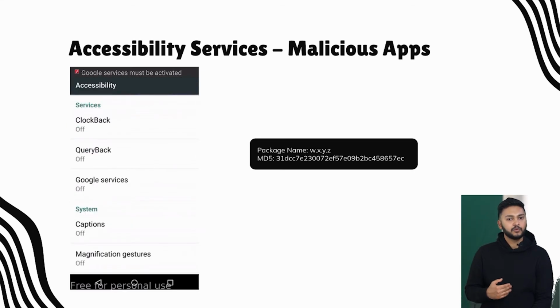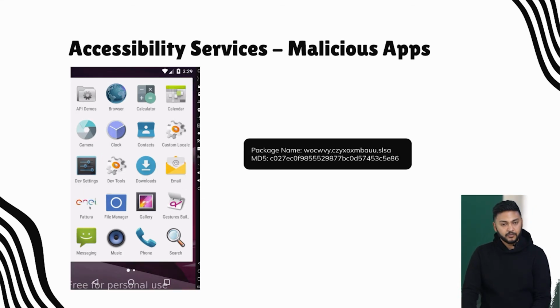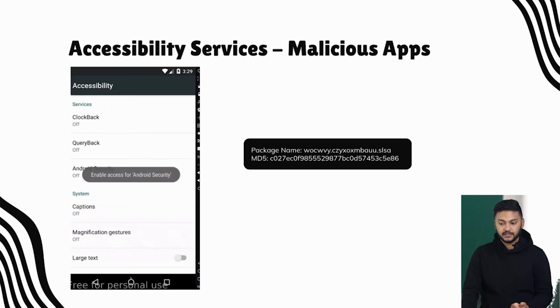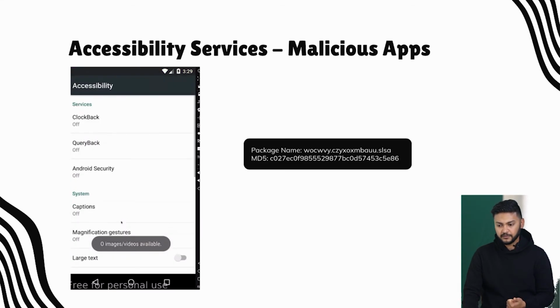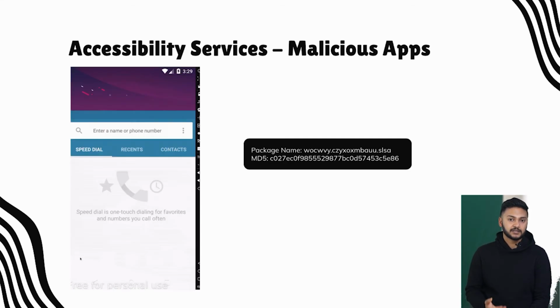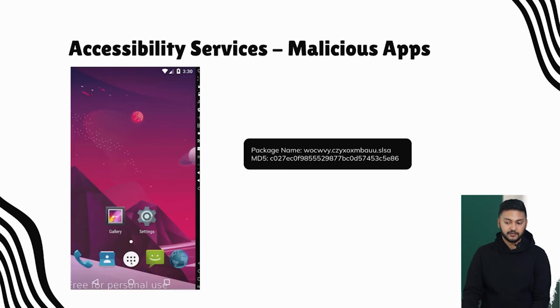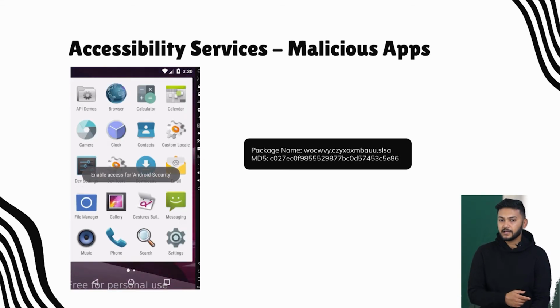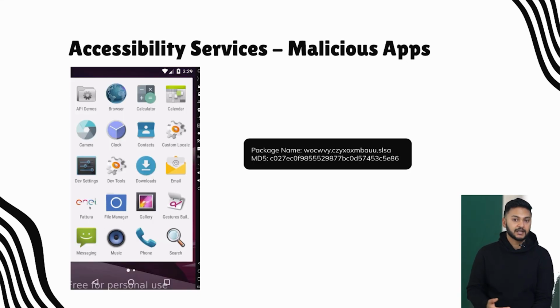Now let's look at a more aggressive form of this malware. This is a different malware where, again, when I click on the icon, first it gives me a notification saying that enable access to Android services, I believe, Android security. So again, Android security is a malicious service created by the malware. And what makes this sample more aggressive is the fact that when I click on any other icon, it shows me the screen which is asking me to grant accessibility services permission.